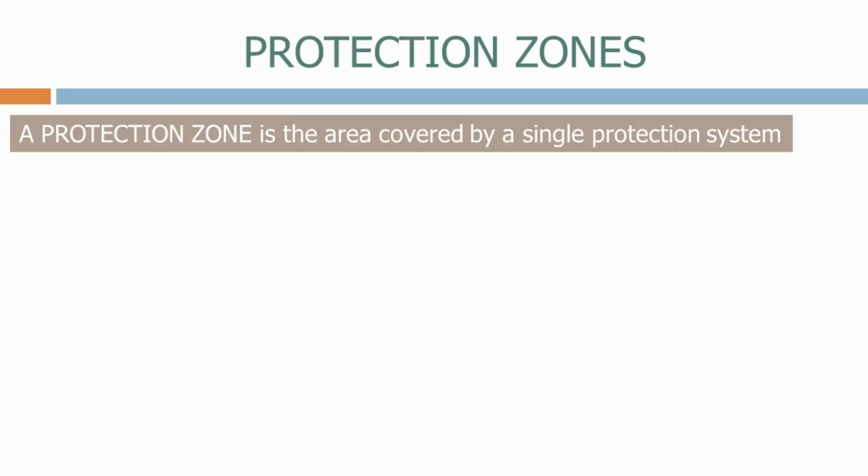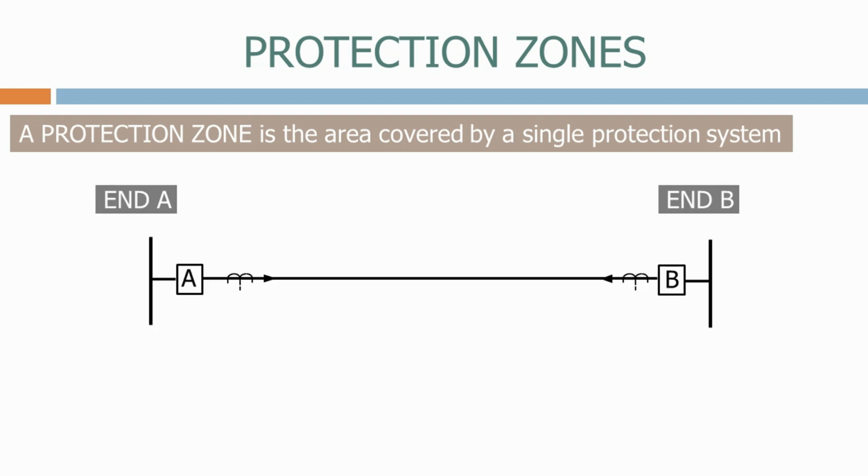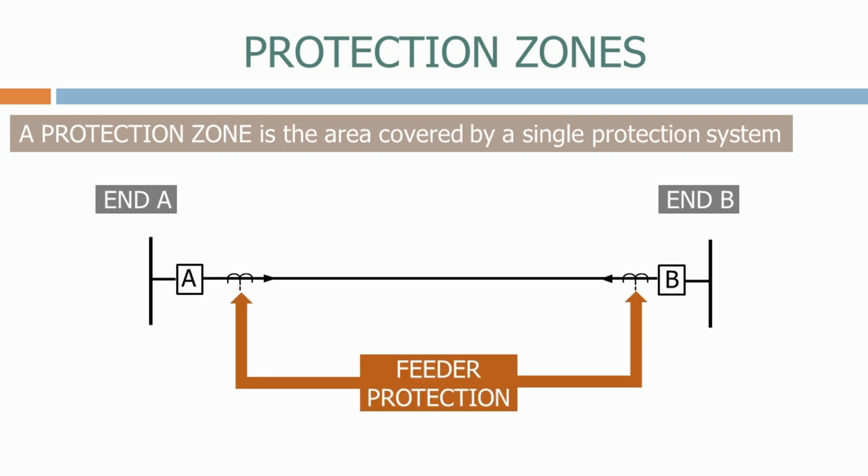A protection zone is the area covered by a single protection system. Here we have a typical two-ended feeder circuit. The protection for this feeder uses current transformers at each end of the feeder, adjacent to the circuit breakers. The area in between the current transformers is defined as the protection zone, and this defines the outer boundaries between which the feeder protection will operate.